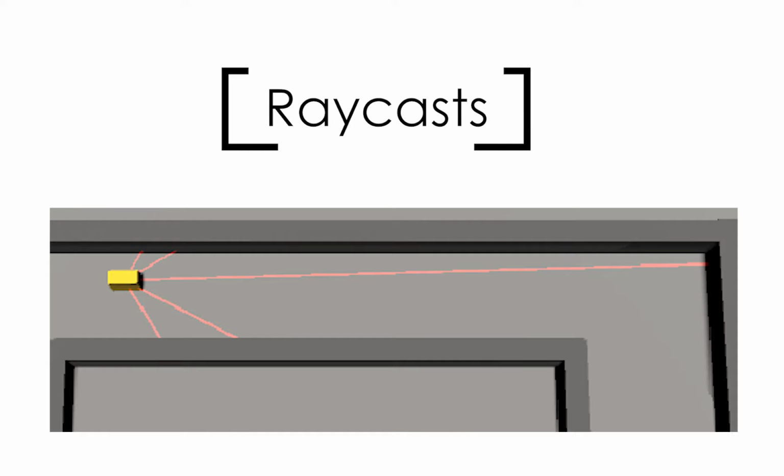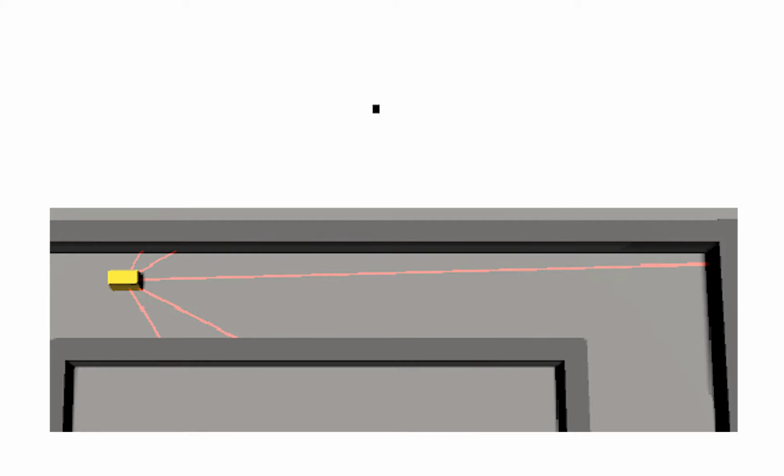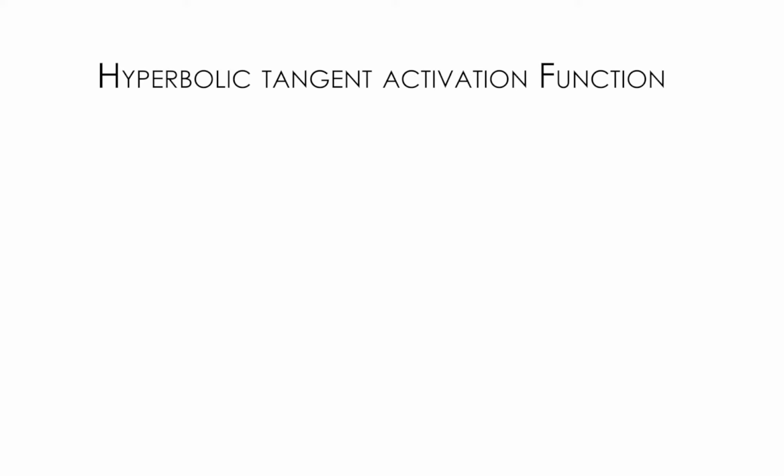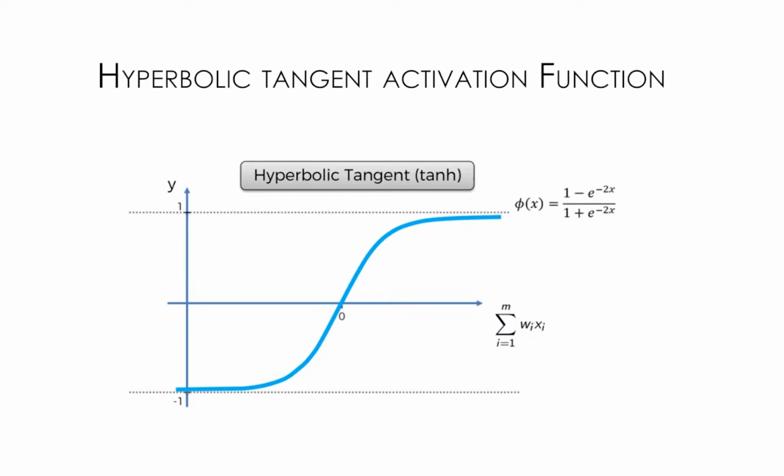For our car, we will generate 5 raycasts coming from the front of the car. These raycasts will act as the input for our neural network. Therefore, we will have 5 inputs for each car, so 5 input nodes. For our neural network, we chose to use a hyperbolic tangent activation function. This activation function transforms values to fit in the range of -1 and 1.